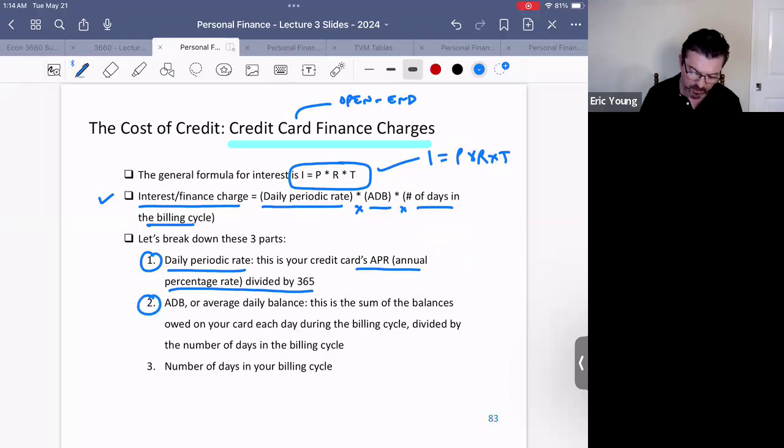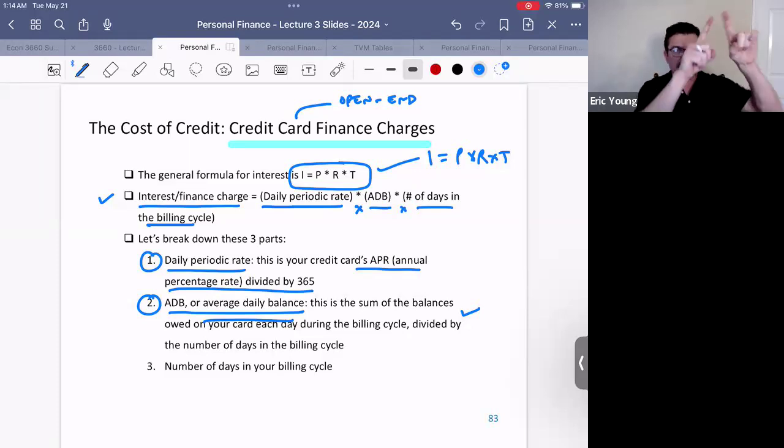The second variable is your ADB. Now, credit card companies have a couple of different ways that they can calculate the principal and the basis for your debt, the basis for your interest charge. But generally, most credit card companies today follow the ADB method. The ADB, or the average daily balance, is the sum of all the balances that you owe on your credit card every day, added together, and divided by the number of days in the billing period. So again, they take your daily balance every day, add that together, and then divide that by the number of days in the billing cycle to get the average daily balance.